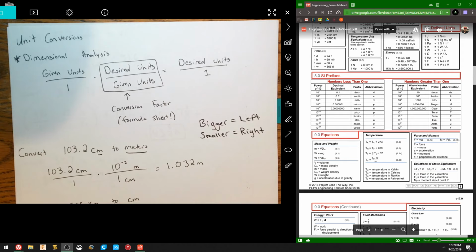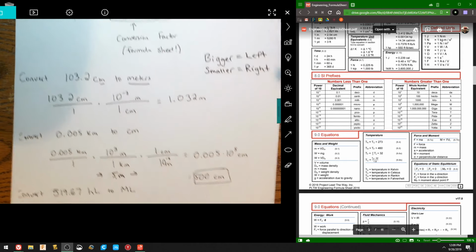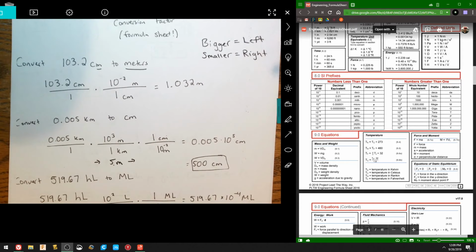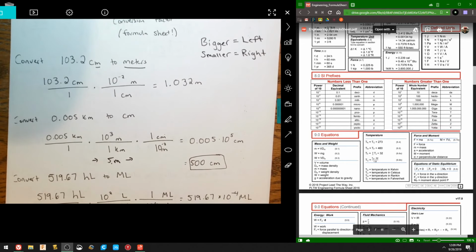Okay, so here we go. Here are some examples of what we're doing. Unit conversions are basically converting units from their base to something else, or from something else to a base, or to a completely different metric.